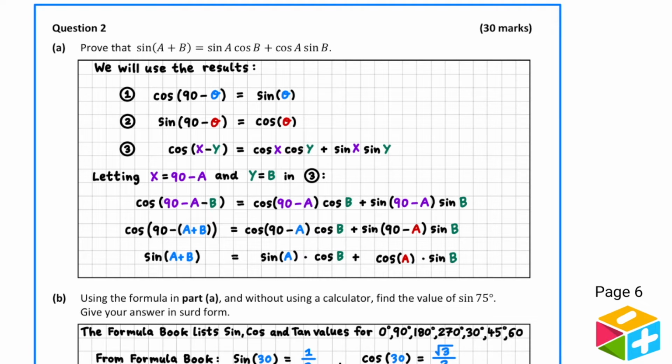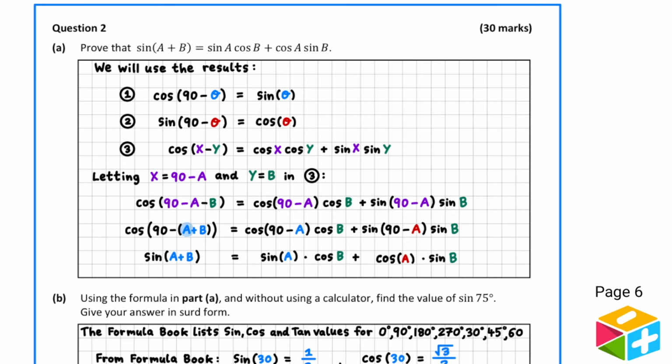The starting point of our proof is to take statement 3 and let x equal 90 minus a and let y equal b. Now, I'll rephrase things a bit on the left-hand side. 90 minus a minus b can be rewritten as 90 minus (a plus b) all in brackets. From here, we can use results 1 and 2 several times.